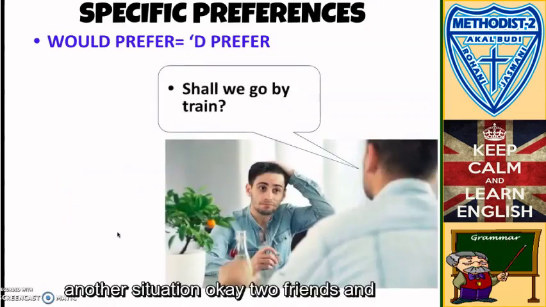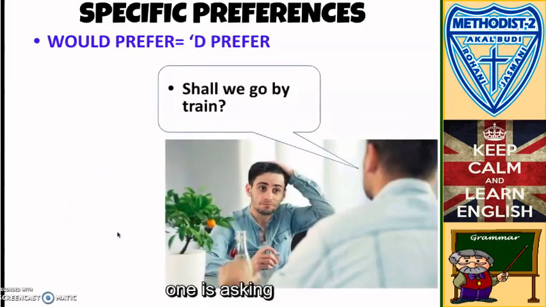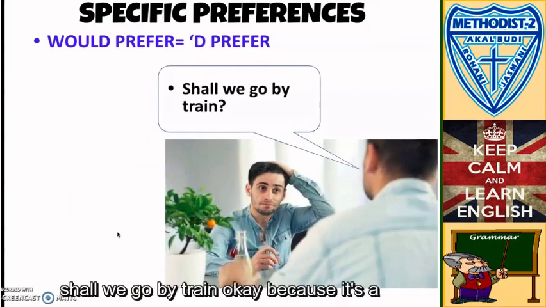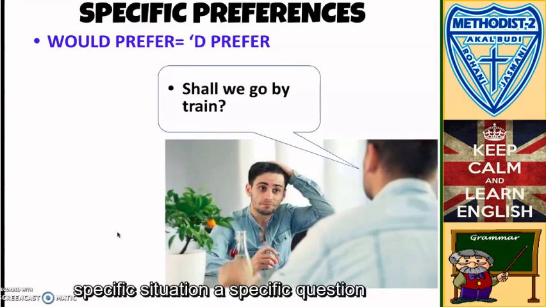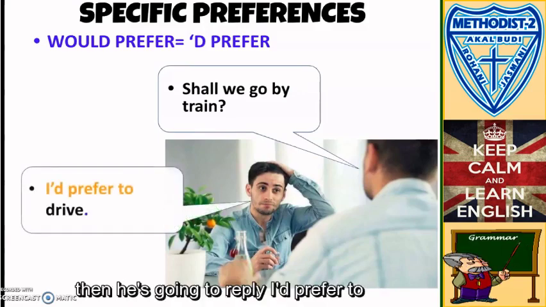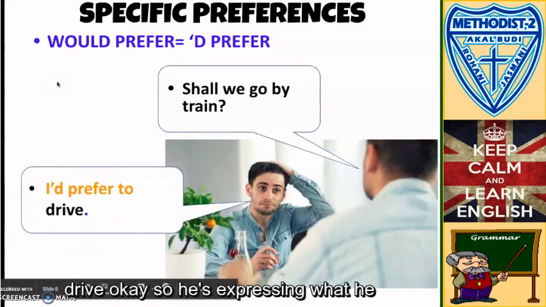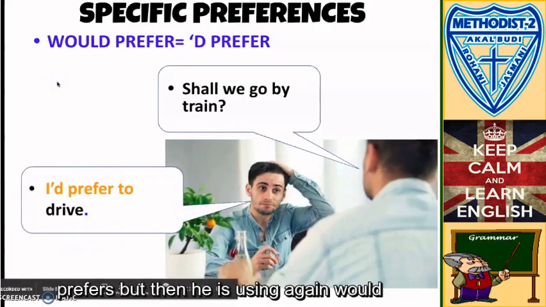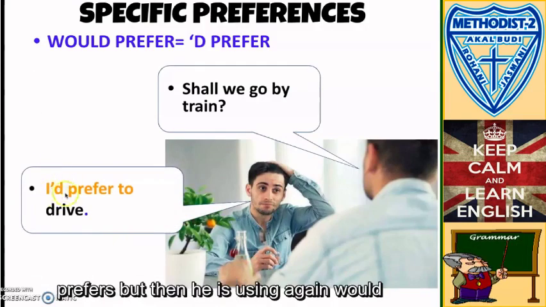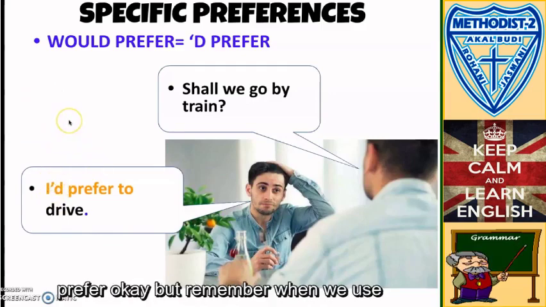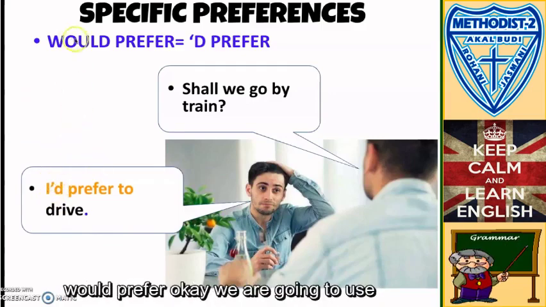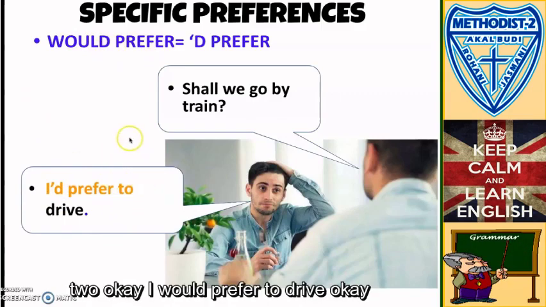Another situation: two friends, and one is asking, shall we go by train? Because it's a specific situation and a specific question, he's going to reply, I'd prefer to drive. So he's expressing what he prefers, using would prefer again. But remember, when we use would prefer, we are going to use to. I would prefer to drive.